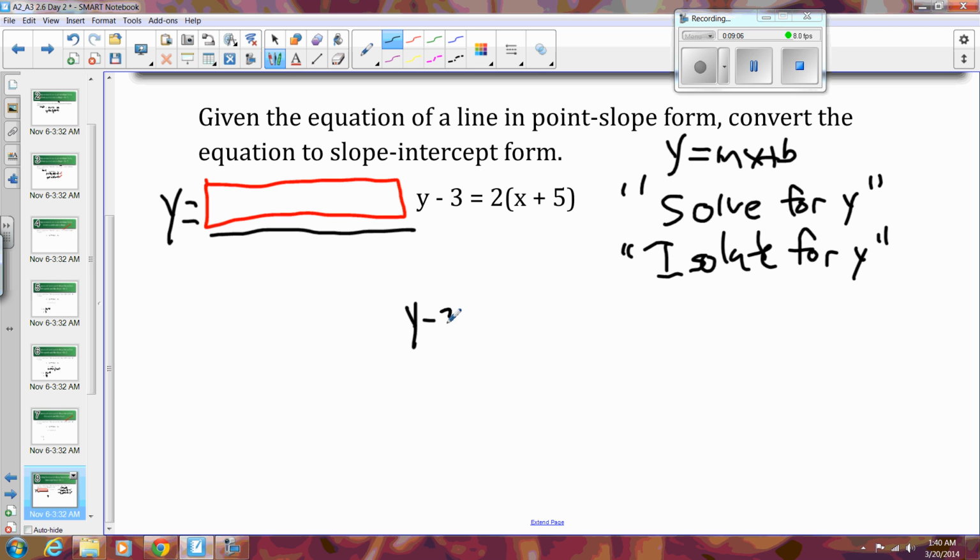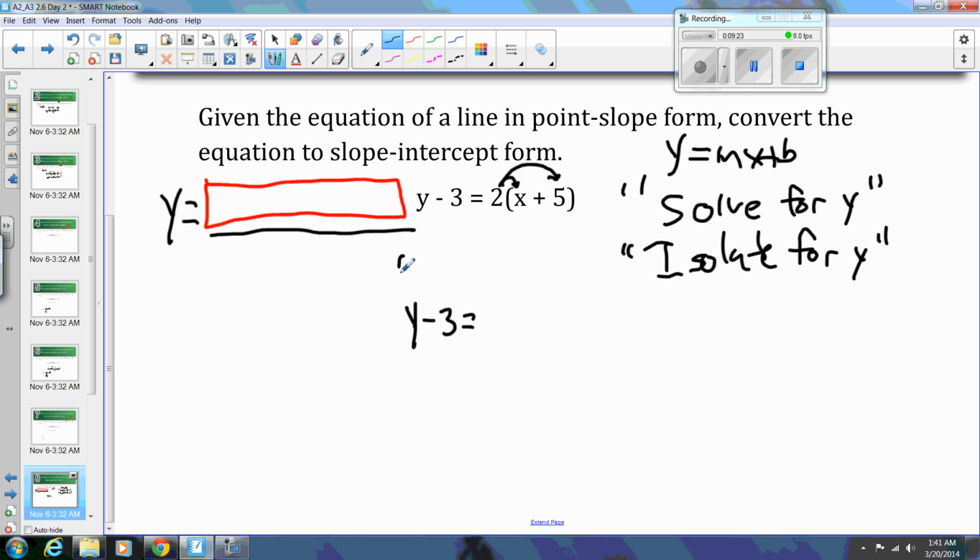What is my first step? I am using the distributive property on the right-hand side here, 2 times, because remember what this means. This 2 is outside the parentheses. This is actually 2 times x and 2 times 5. So that's what the distributive property states.